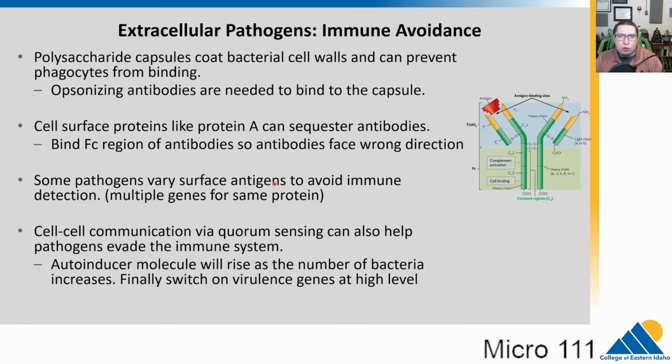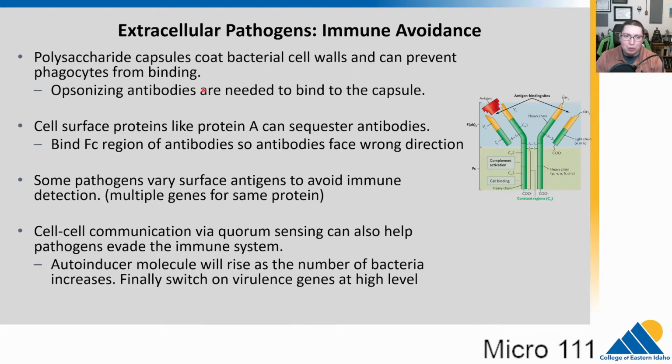We're going to start with the extracellular pathogens. I'm going to list off a few ways that they avoid the immune system, and I'll show a diagram in a moment. One of the big ways is with a polysaccharide capsule, which coats the bacteria. It's extra stuff around the cell wall that is sticky and slimy and can help avoid phagocytosis from binding. The only way to grab onto these microbes is to use the opsonizing antibodies that bind to the capsule, and that gives the phagocytes a little handle to hold onto to engulf them and destroy them.